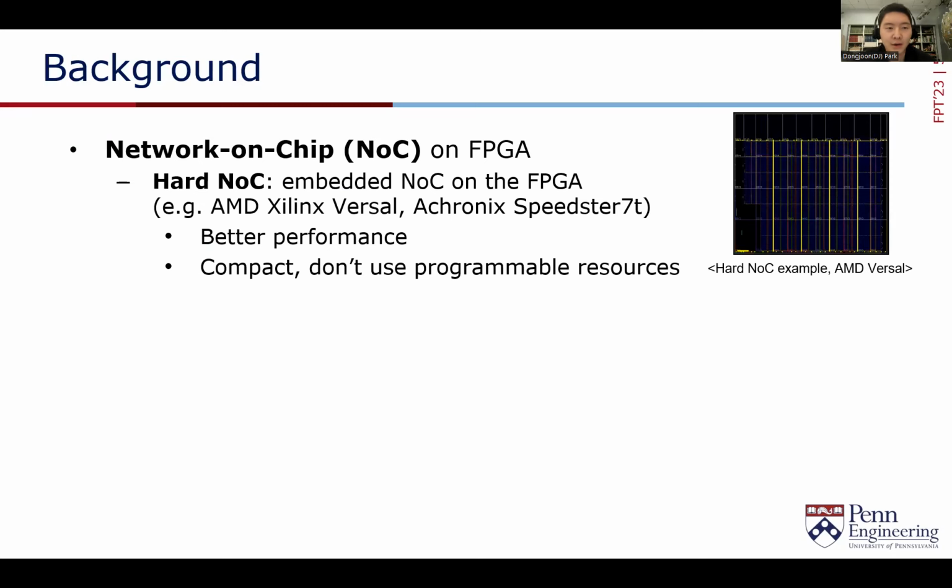Before getting into details, I want to go over some high-level concepts. When we talk about network on chip on FPGA, there are two categories. One is hard NoC, an embedded NoC on the FPGA, as shown on the right. It's highlighted in yellow. Examples are AMD Xilinx Versal and Achronix Speedster 7t. Hard NoC is compact in area. It doesn't use programmable resources.